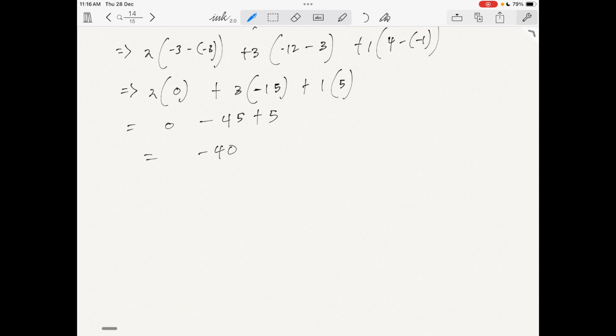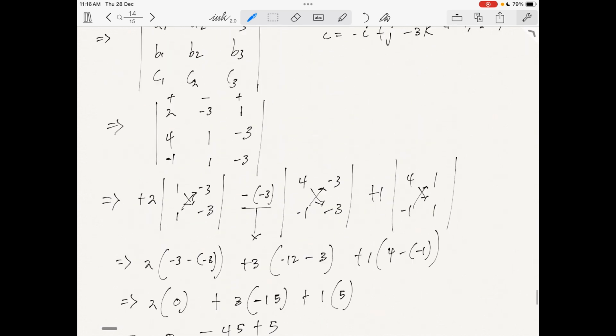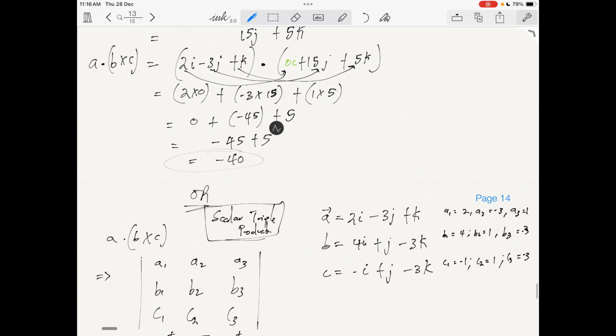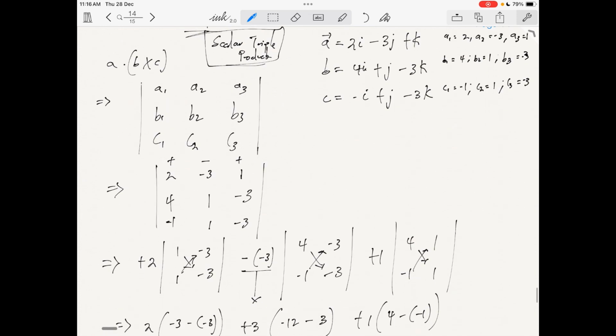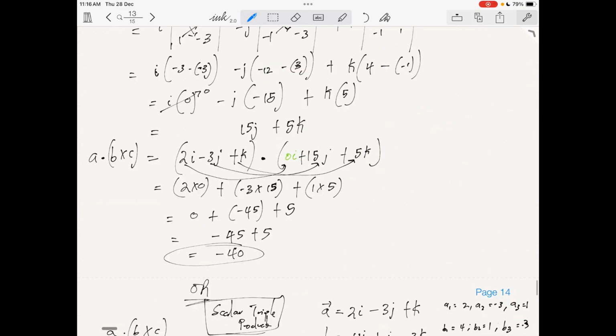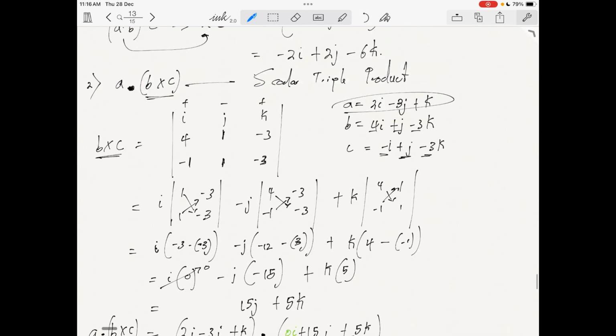And we can see that the answer here is the same as the answer here. So this means that we can solve directly using the scalar triple product, that's where we have our 3 by 3 matrix determinant, or we solve according to the rules of BODMAS, where we take the bracket first.